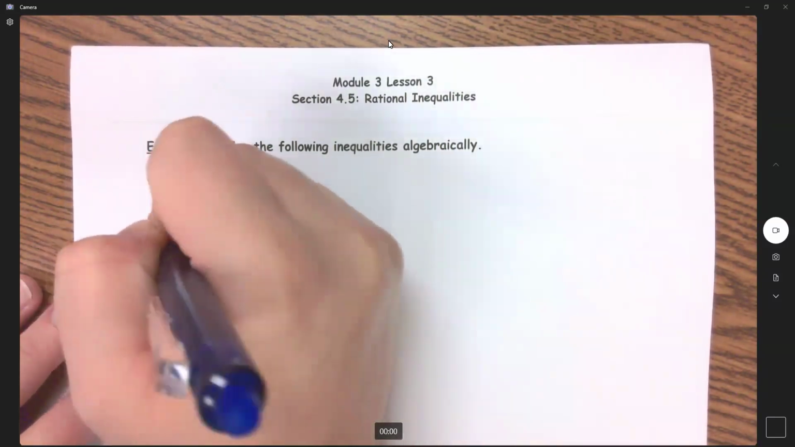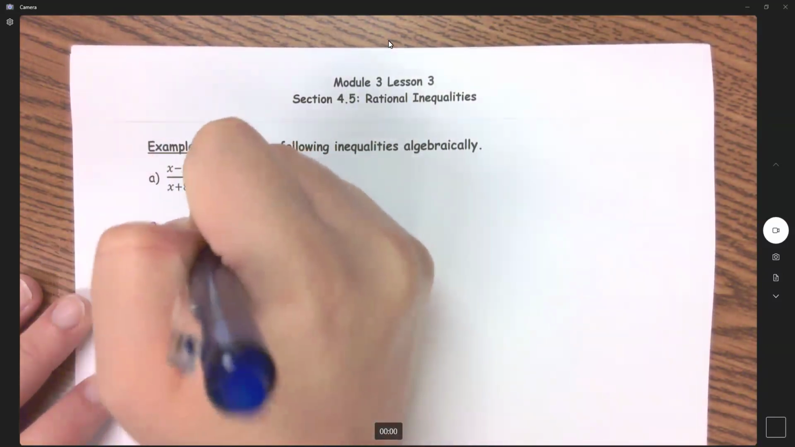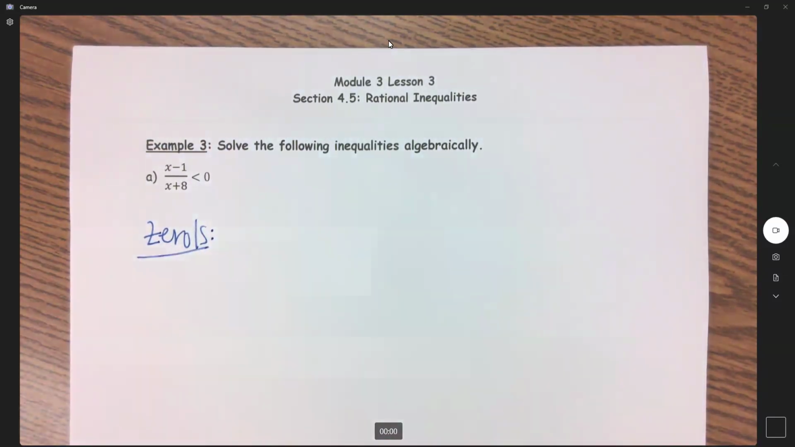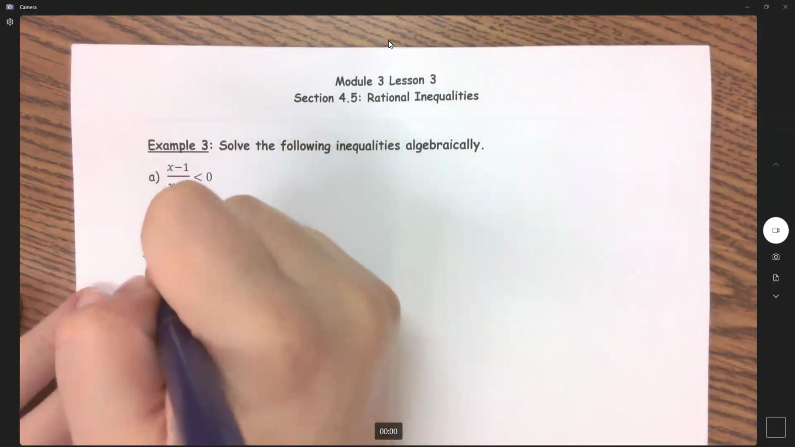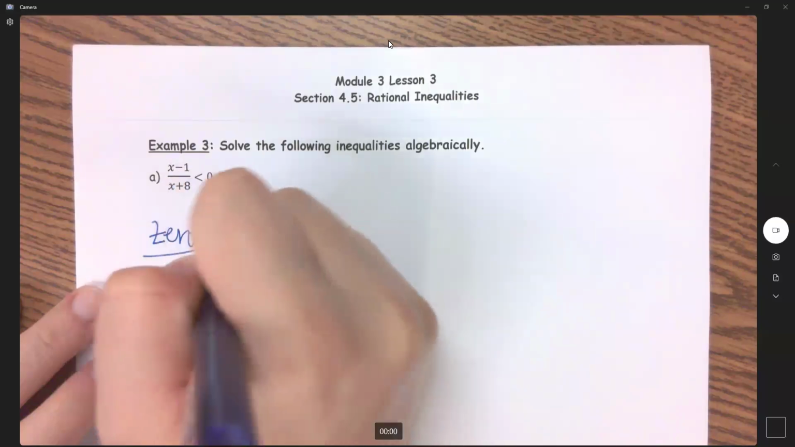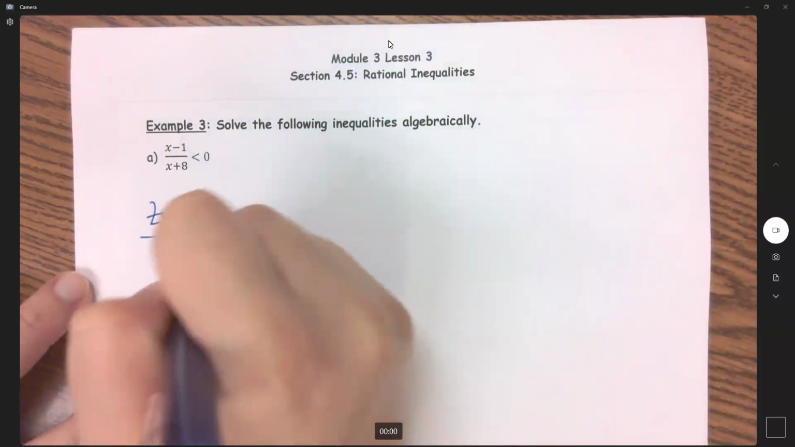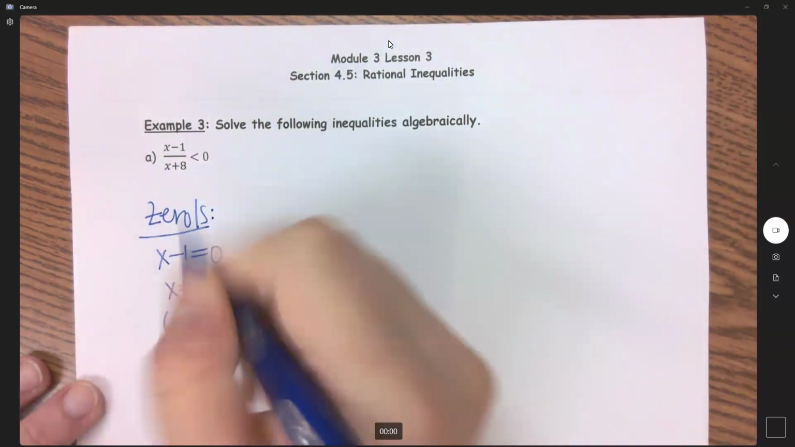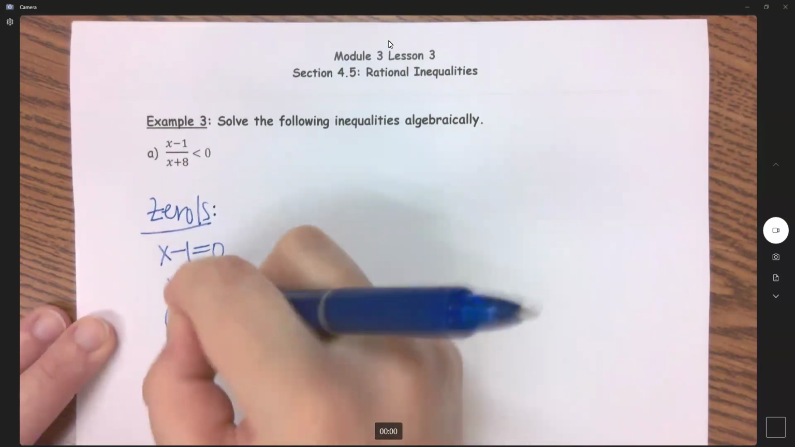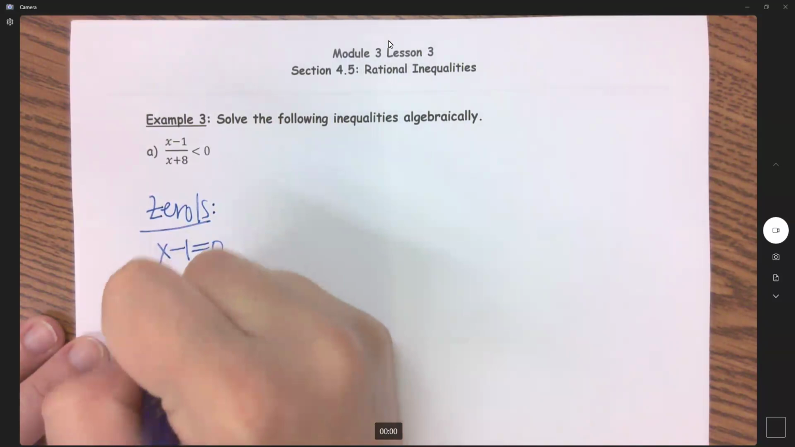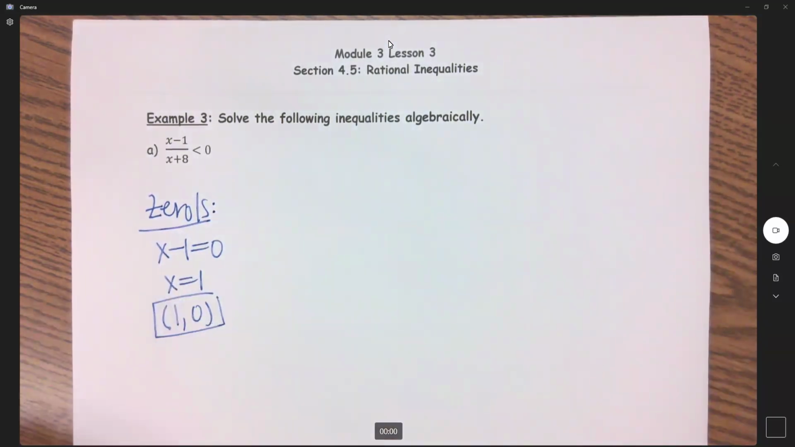So first thing we're going to do is find our zero or zeros. To do that, take the numerator, x minus 1, set that equal to 0. So add that over and we get x equals 1. So my zero, or my x-intercept, is at (1, 0).